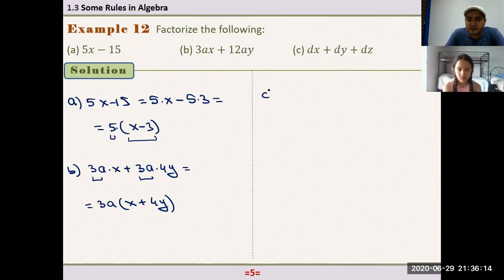And how about C? C is just a common factor. So here we have x plus y plus z.